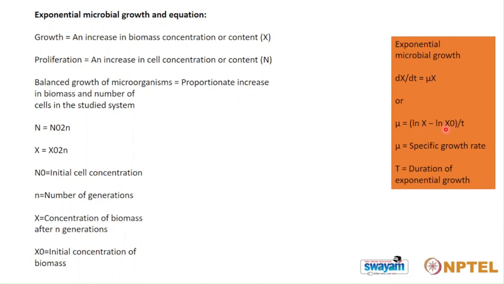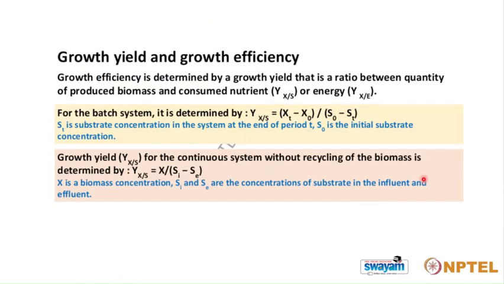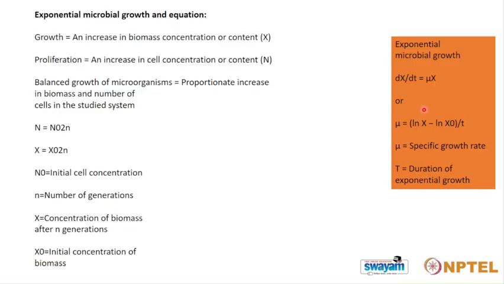Here x naught refers to initial biomass concentration, and x refers to biomass concentration at a particular time, and t refers to duration of the growth, exponential growth. So this is how we can calculate the microbial growth in an exponential phase.